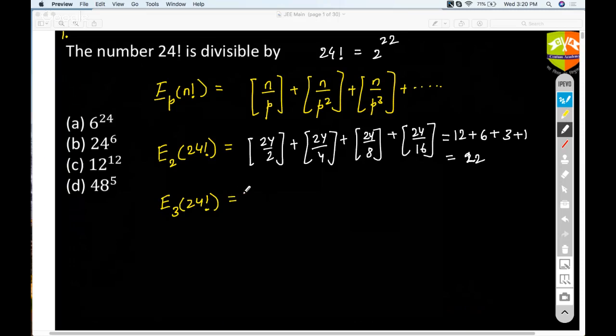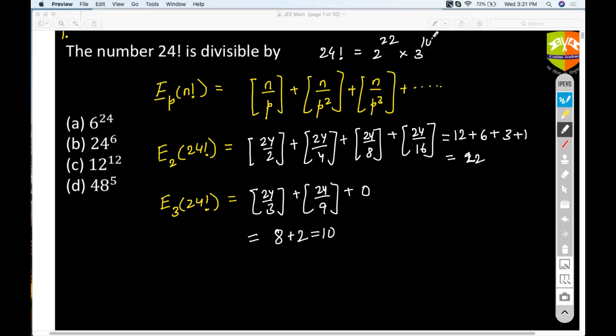Okay, let's talk about the exponent of the prime number 3 in 24 factorial. That will be 24 by 3, 24 by 3 square, which is 9, and 24 by 3 cube starts becoming 0. Correct? So that will be 8 plus 2, which is 10. So I can write this as 3 to the power of 10.